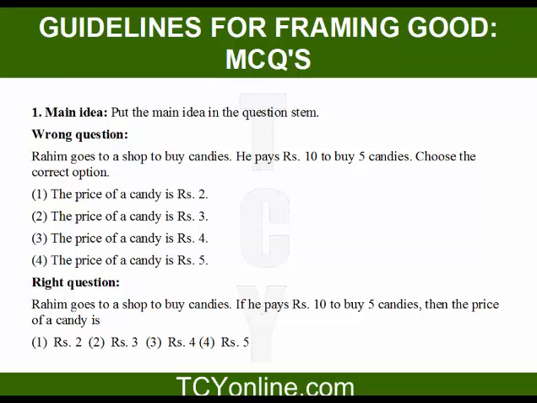Now, the above question has been wrongly framed. Nowhere in the question is it mentioned what the test taker is to evaluate or calculate. Instead, the question should have been: Rahim goes to a shop to buy candies. If he pays rupees 10 to buy 5 candies, then the price of a candy is option 1 rupees 2, option 2 rupees 3, option 3 rupees 4, option 4 rupees 5.